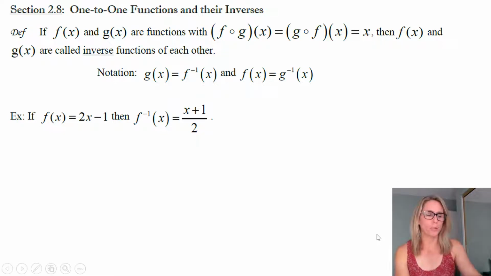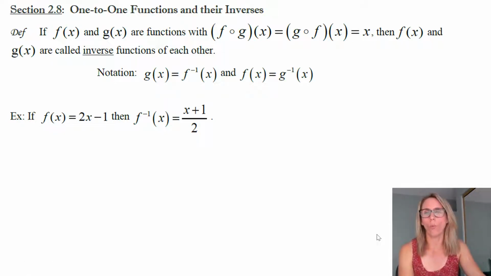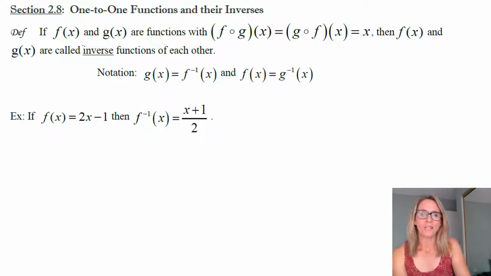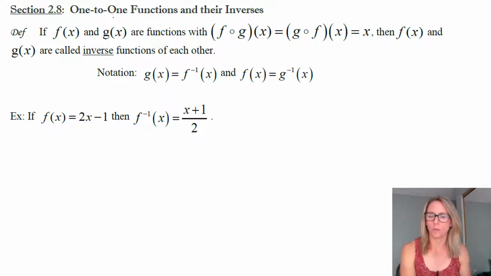In our last section of chapter 2, section 2.8, one-to-one functions and their inverses. So the idea here is that we'll first start with the idea of what an inverse is. Two functions are considered inverses of each other if, when you compose them with each other, you get x.